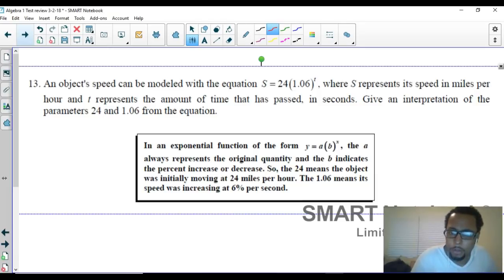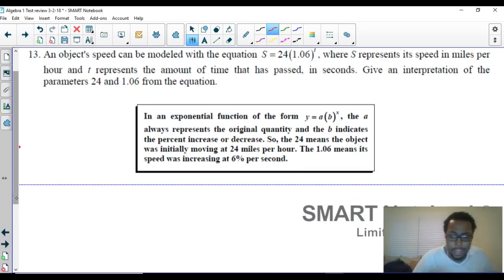An object's speed can be modeled with the equation s equals 24 times 1.06 to the t, where s represents the speed in miles per hour and t represents the amount of time that's passed in seconds. Give an interpretation of the parameters 24 and 1.06 from the equation. So they're just simply asking you what the 24 is and what's the 1.06. We know the 24 is our starting amount. Meaning, if it says speed, the object was moving 24 miles per hour. That's how fast it was moving.